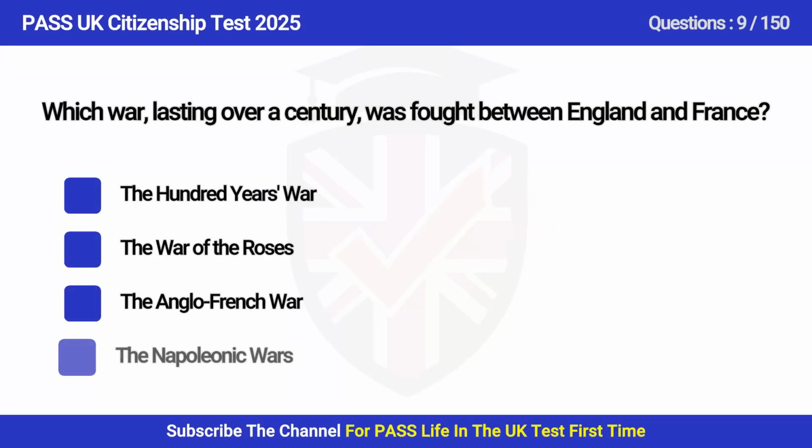Question 9. Which war lasting over a century was fought between England and France? A. The 100 Years' War, B. The War of the Roses, C. The Anglo-French War, D. The Wars.